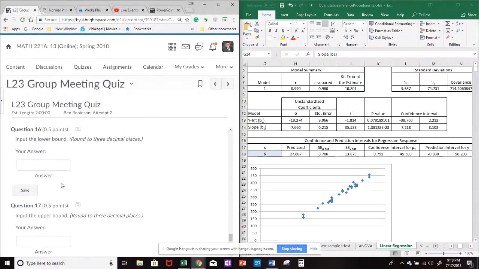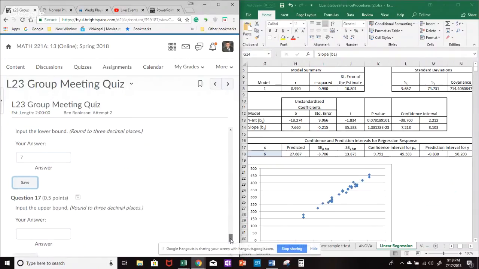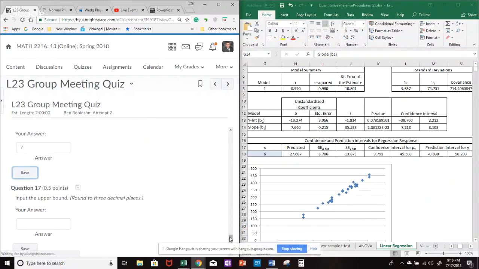This is now input the lower bound, and I put that it was 7. Are you using Excel or are you using the software? I use my calculator this time. Okay. Well, I think either one works, 7 or 7.218. I did 7.218 and it got it right. So either one will work.